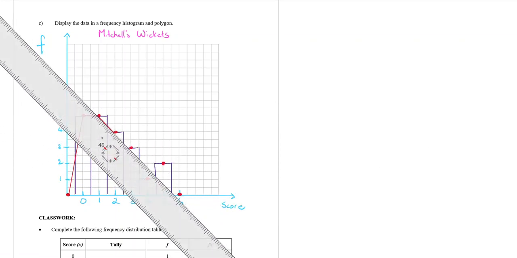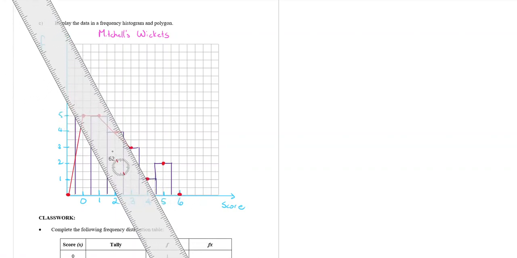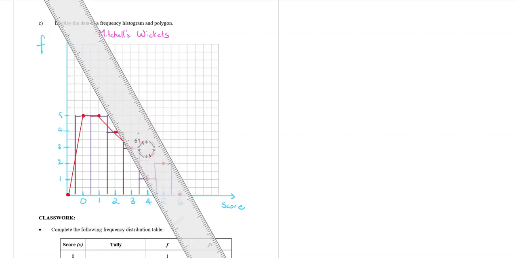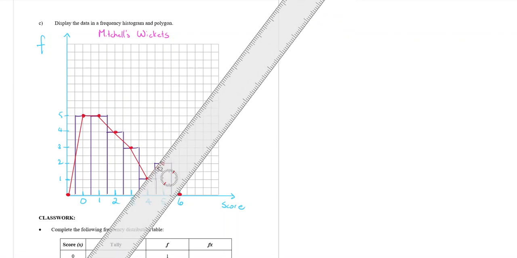Always going from left to right. Don't try to skip any and then go back. They've got to be in order. You can use different color pens. Just be careful with graphing though.